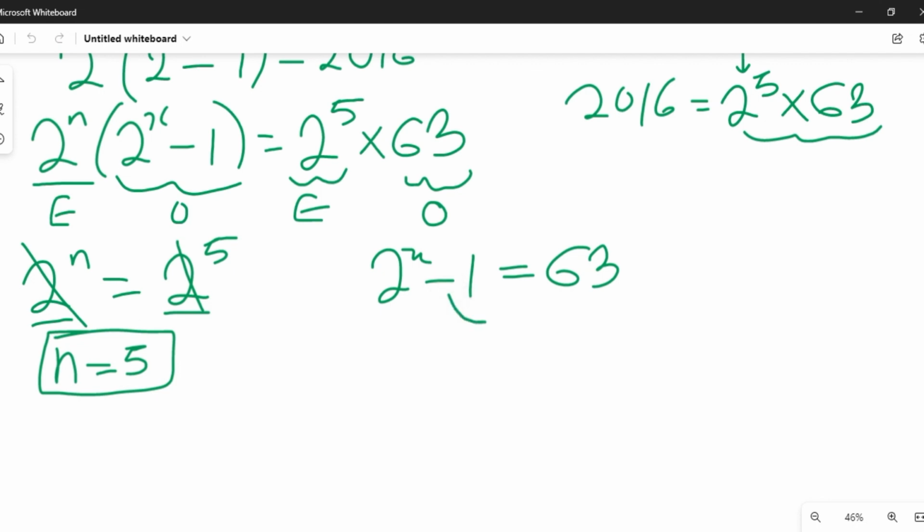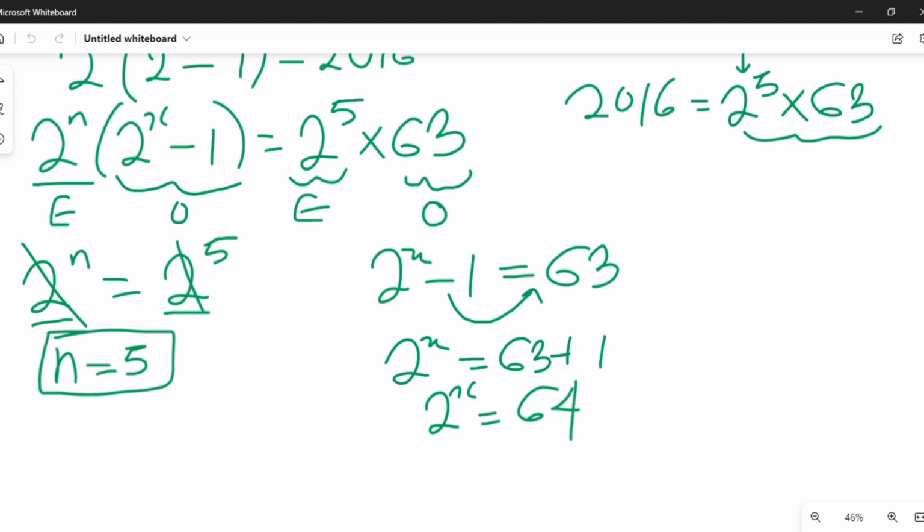If we take -1 to the other side, we'll have 2 raised to the power x equal to 63 plus 1. So this will give us 2 raised to the power x equal to 64. Now come to think about this. 64 can be equal to 2 raised to the power 6, because 2 times 2 times 2 times 2 times 2 times 2 will be equal to 64.